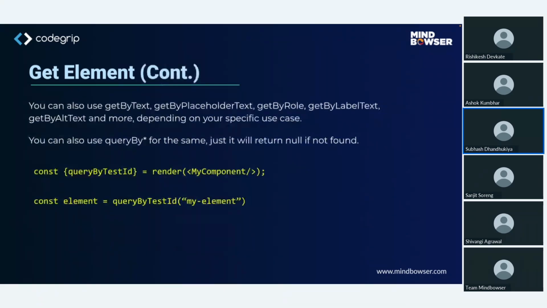Next, here you can see one more example. I used queryByTestId in this example. It will work the same as getByTestId, but the difference is that if the element is not found, getByTestId will throw an error while queryByTestId will return null.